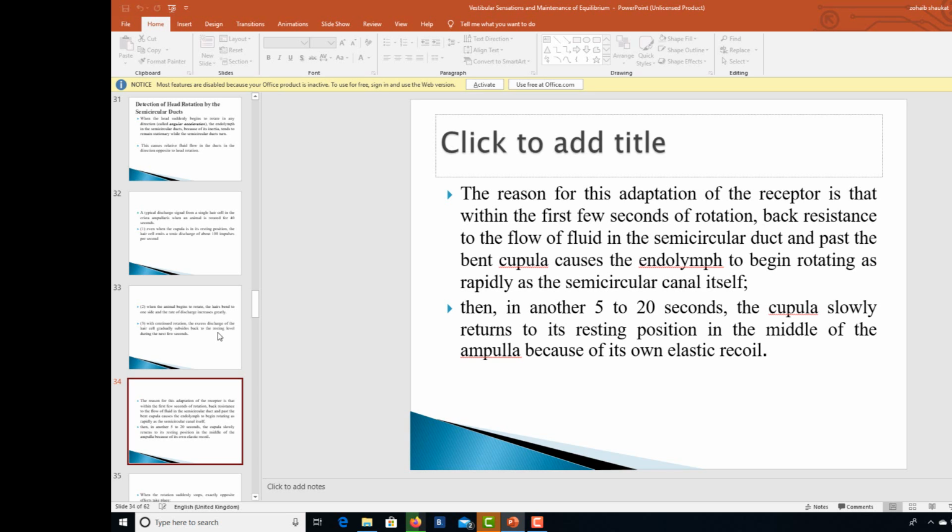Of rotation, back resistance to the flow of fluid in the semicircular duct and past the bent cupola causes the endolymph to begin rotating as rapidly as the semicircular canal itself. Then, in another 5 to 20 seconds, the cupola slowly returns to its resting position in the middle of the ampulla because of its own elastic recoil.